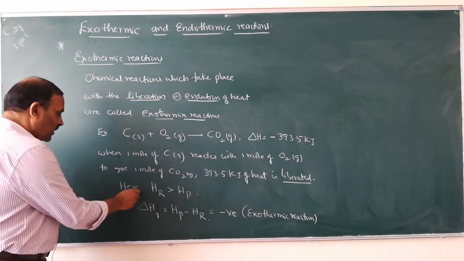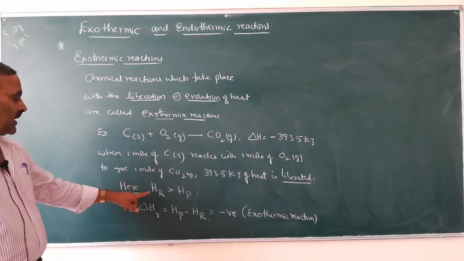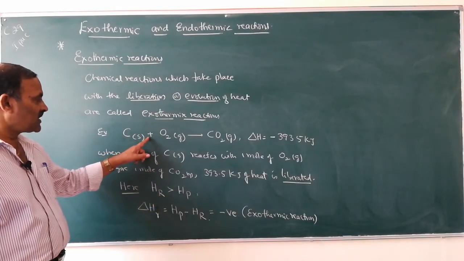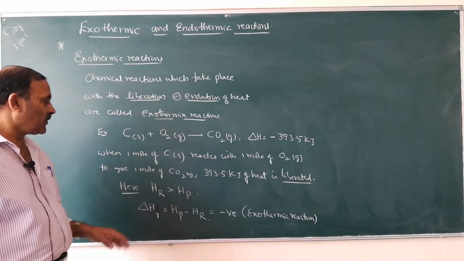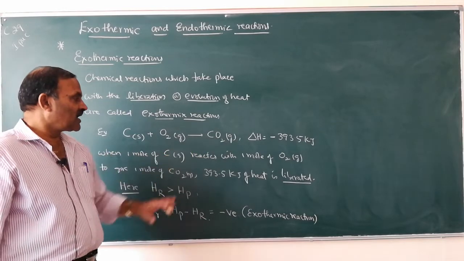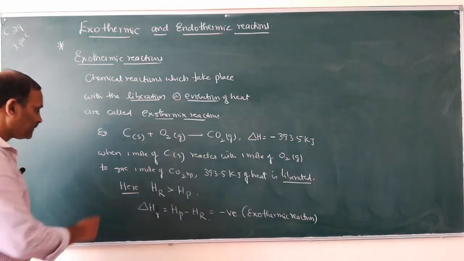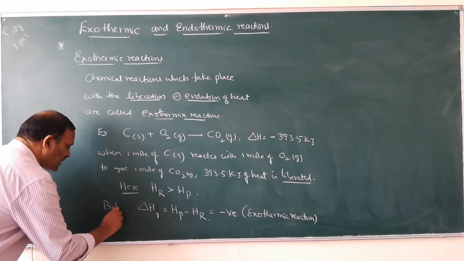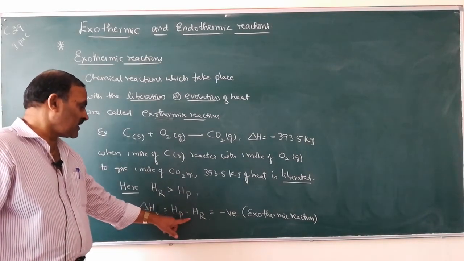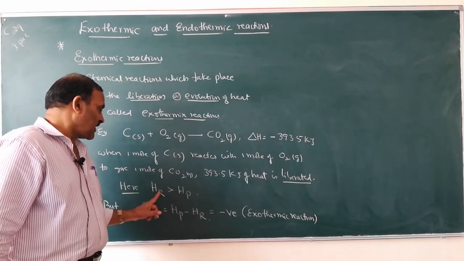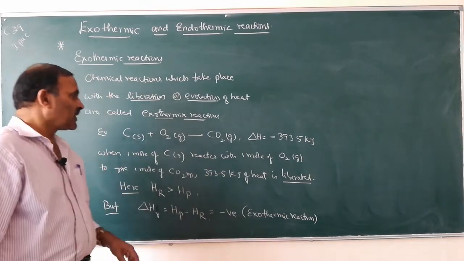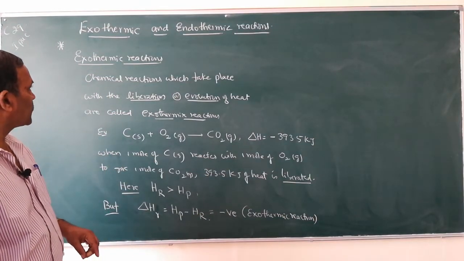So in exothermic reaction, HR is greater than HP. Heat content of reactants is always greater than heat content of products. Therefore, the difference of energy is liberated in the form of heat. But we know change in enthalpy of reaction delta H is equal to HP minus HR. Therefore, since HR is greater than HP, delta H is negative. Therefore, it is an example for exothermic reaction.